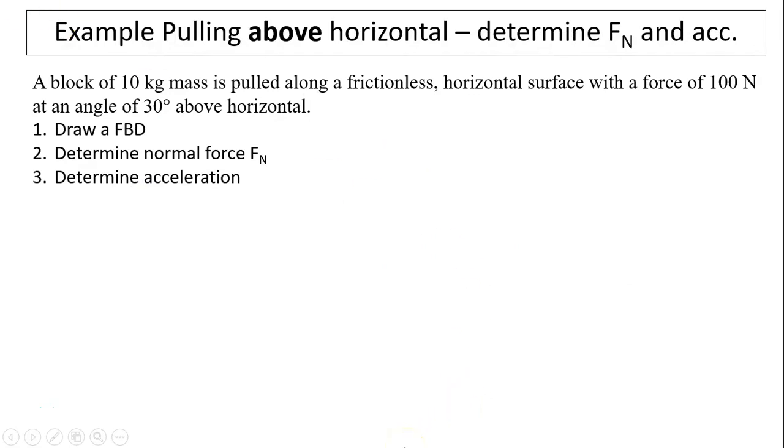Let's take a look at more examples. This example is pulling above horizontal, determine Fn and acceleration. So a block of 10 kilogram mass is put along a frictionless horizontal surface with a force of 100 newtons at an angle of 30 degrees above horizontal.